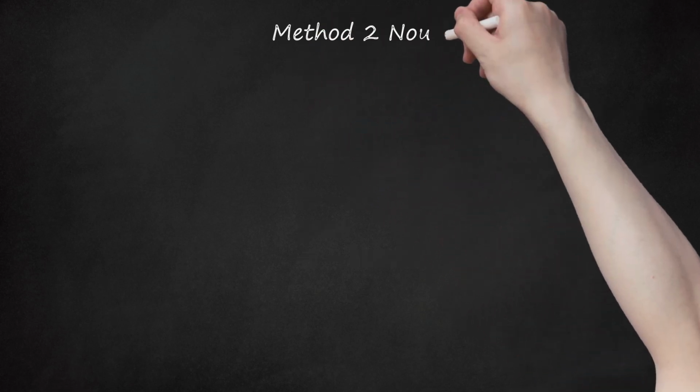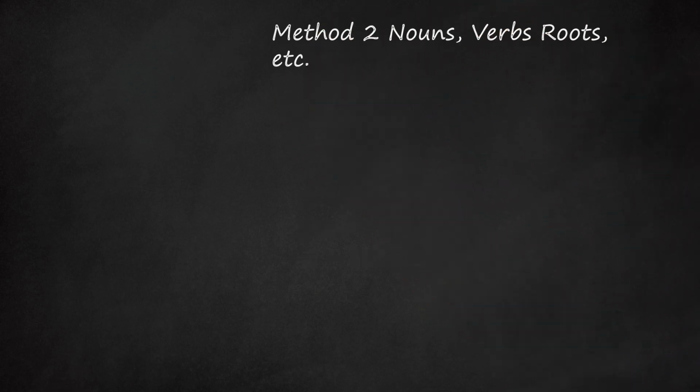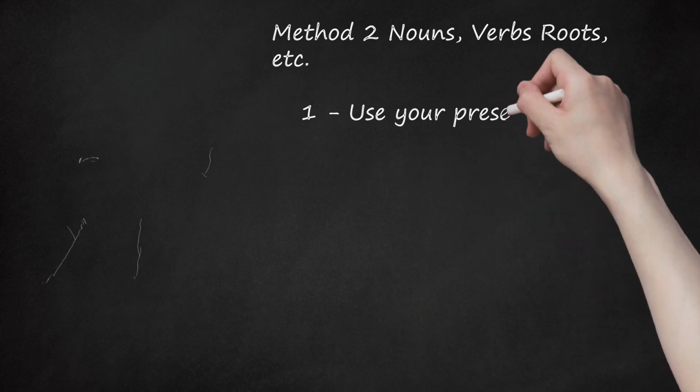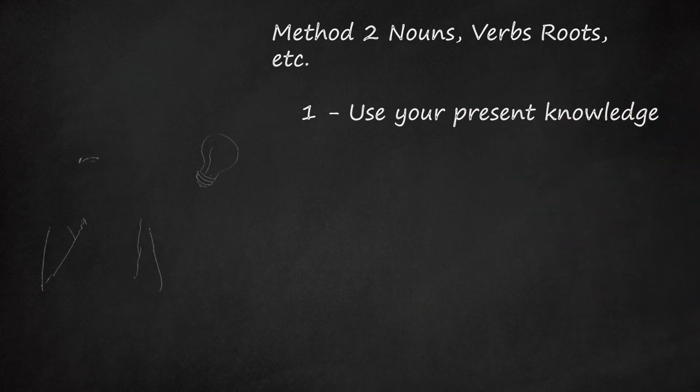Method 2. Nouns, verbs, roots, etc. 1. Use your present knowledge. Alright, so you might be feeling the weight of this endeavor you've planned to embark upon right now. After all, this is a language that certainly has a lot to take in. But if you're a speaker of any Romance language and even English, you're pretty set, at least lexically. All the Romance languages stem from Vulgar Latin, vulgar here meaning common, not disgusting or objectionable.